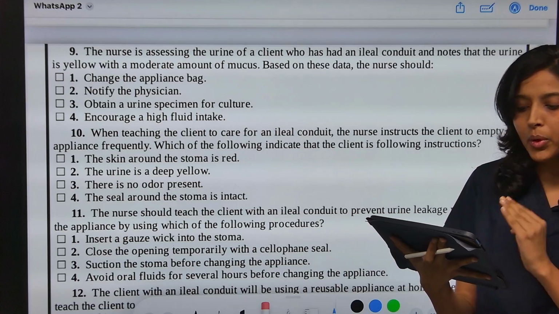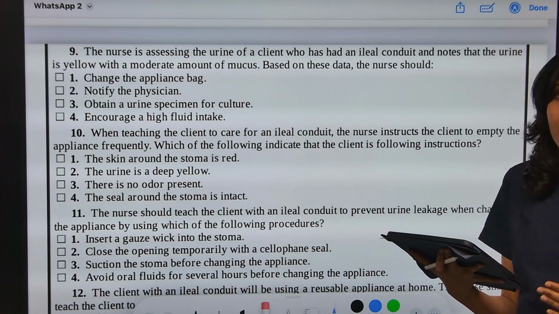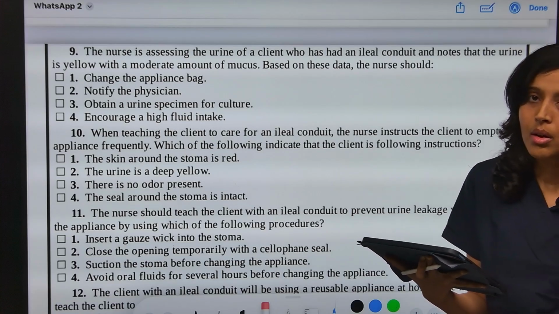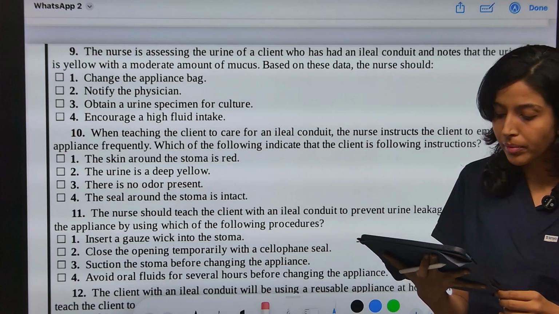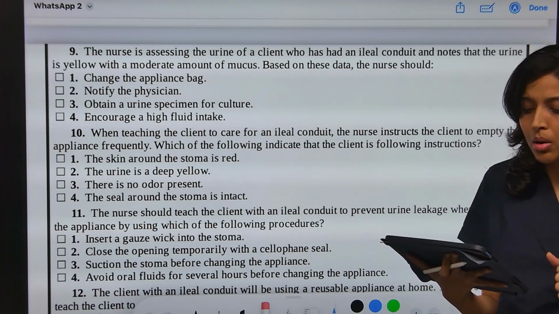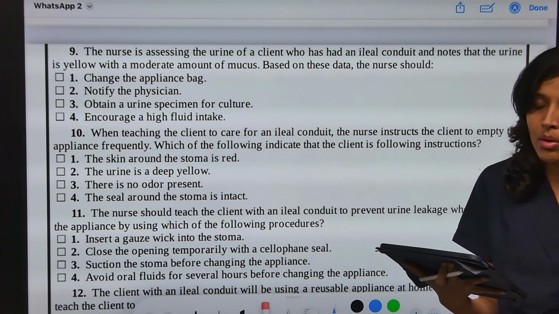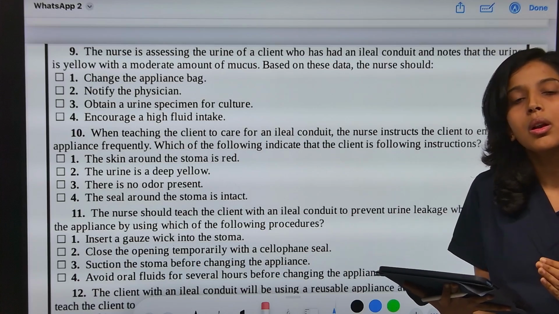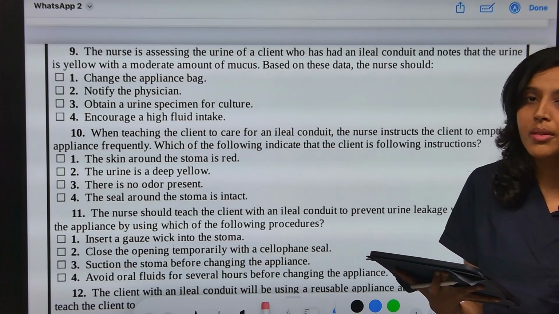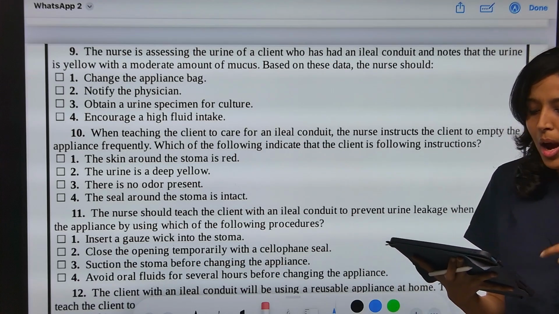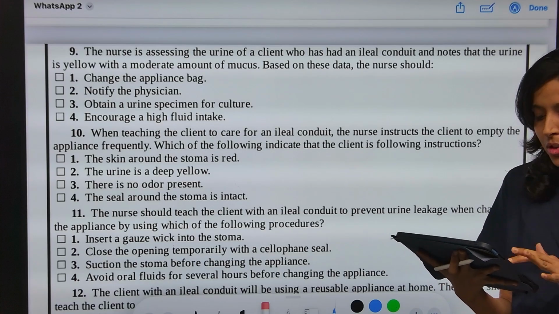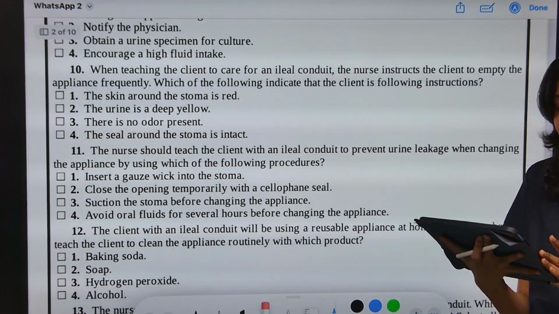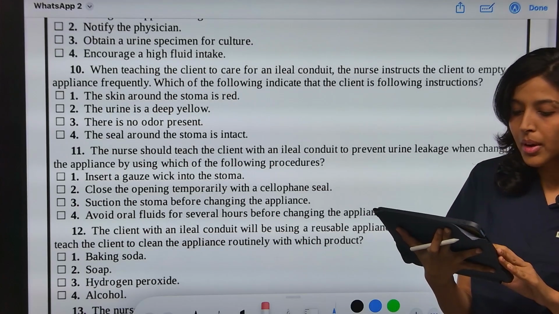Encourage a high fluid intake. If we increase the fluid intake, it will decrease the specific gravity of the urine and the urine color will be resolved, that will go to the normal range. If you see yellow color of the urine, it will also indicate dehydration in the body. So we have to drink enough water. There is no need to notify the physician. Now let's discuss question number 10.